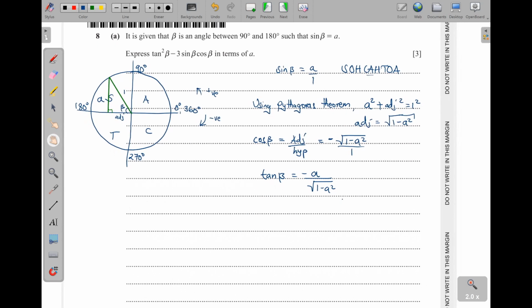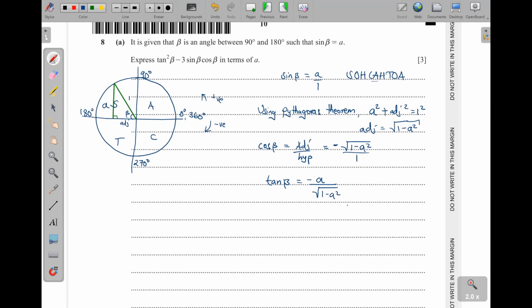Now, we are told to express tan squared beta minus 3 sine beta cos beta in terms of A. So I'll just substitute here tan squared beta. I'm going to get the whole of this, minus A out of the square root of 1 minus A squared, then we square it, and then minus 3 times sine beta is A, but then cosine of beta is negative root of 1 minus A squared.